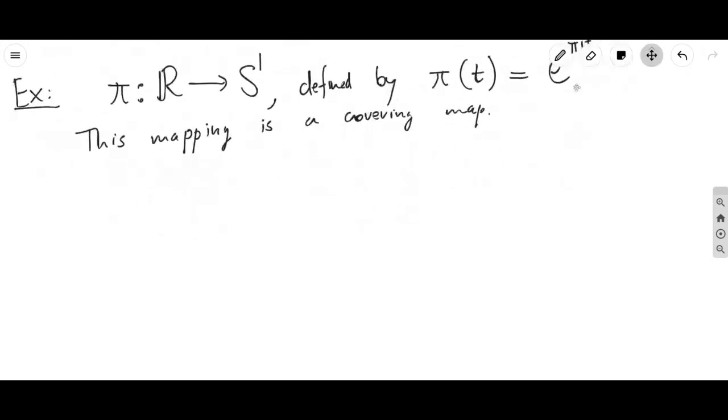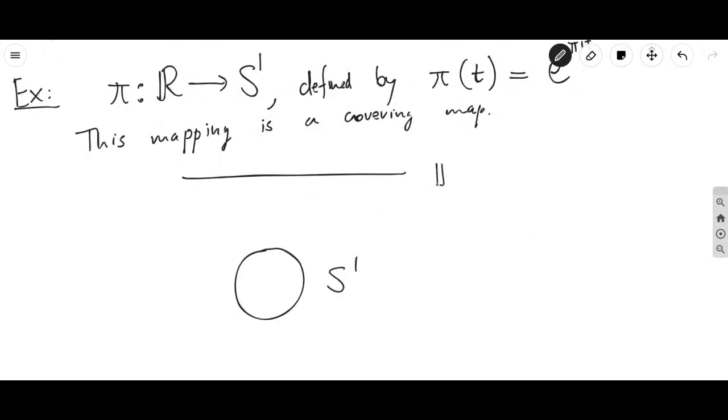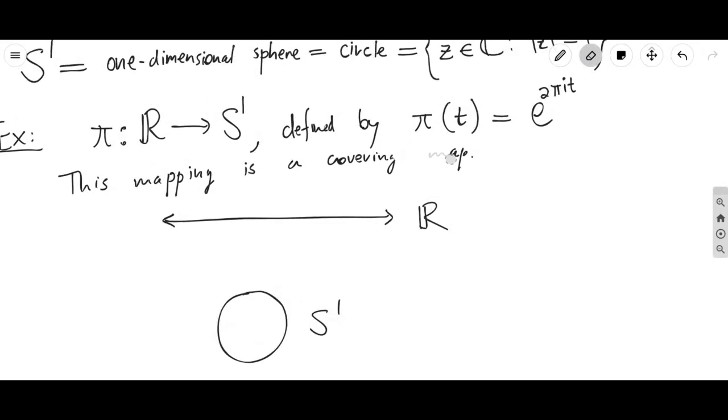Let's draw a picture. This is our unit circle S1. This is the real line R. To be a covering map, we have to go through the properties. The first property: is pi a continuous mapping? It is, because it's given by an exponential function. That's a continuous function, just standard calculus stuff. So pi is a continuous mapping.